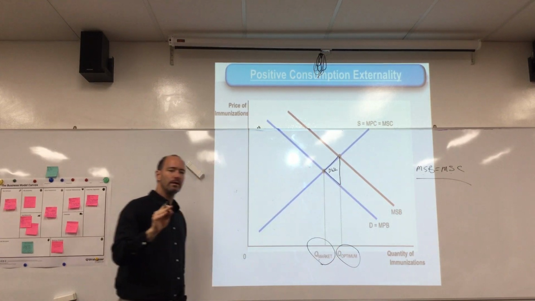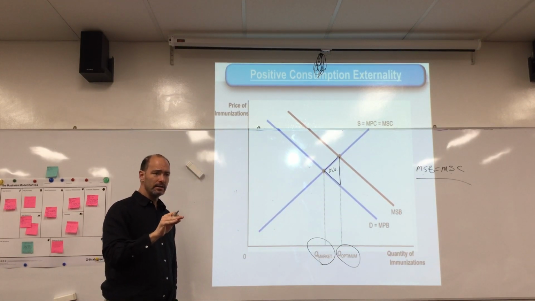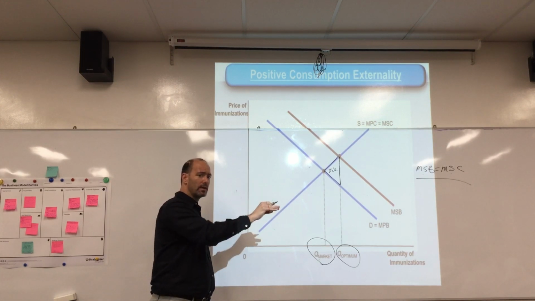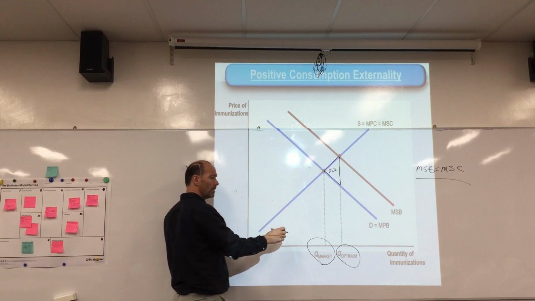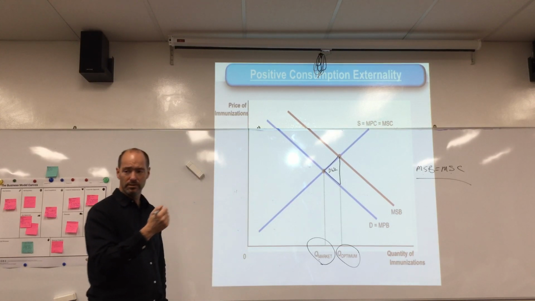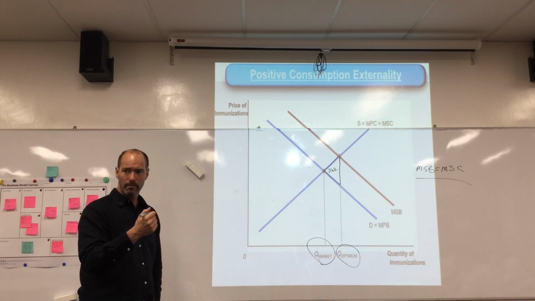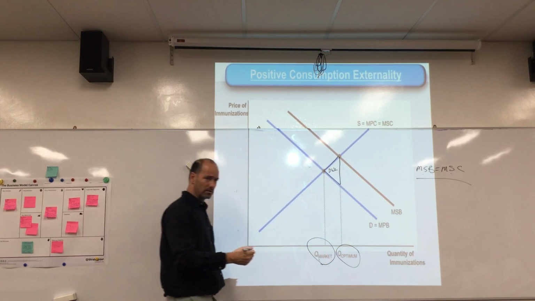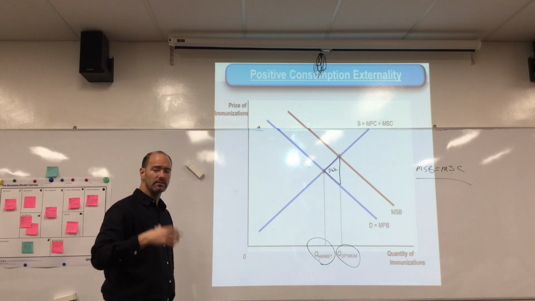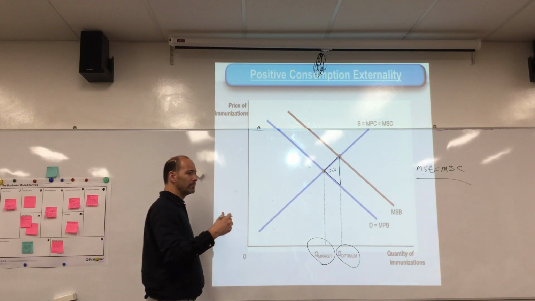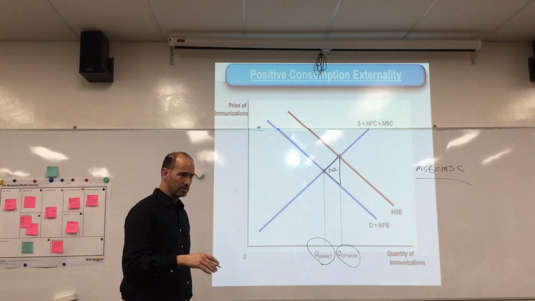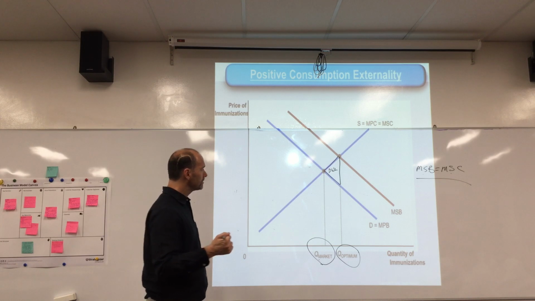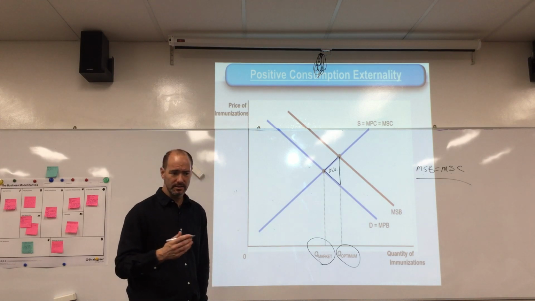Whereas with a negative externality, there's an overproduction of the good, an overallocation of resources to the production of the good, and the government seeks to reduce the amount of output. With a positive externality, there's an underproduction of the good, an underallocation of resources to the production of the good, and the government seeks to increase the amount of output, to incentivize more production and consumption. And so what it does is it subsidizes.